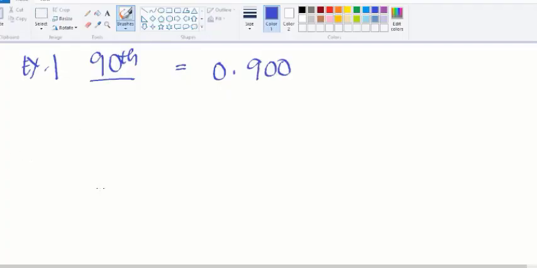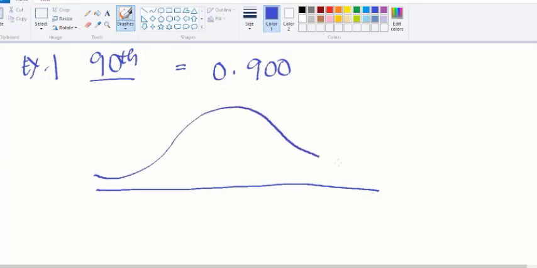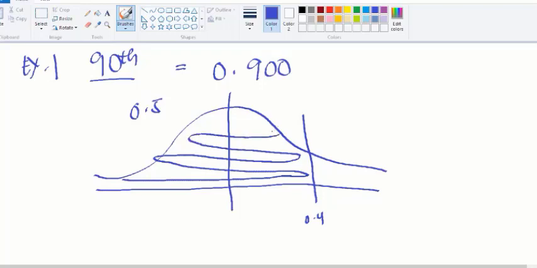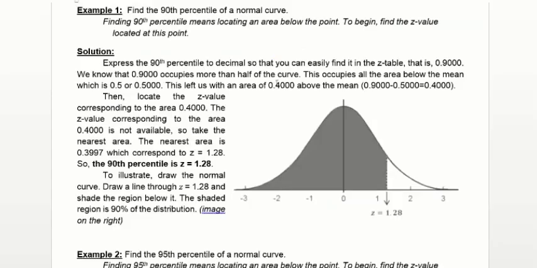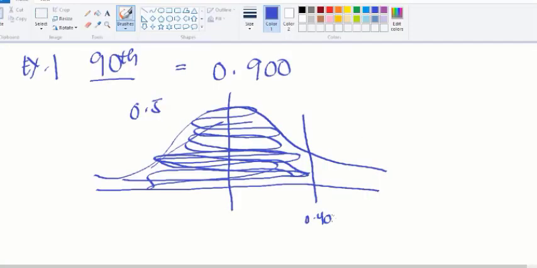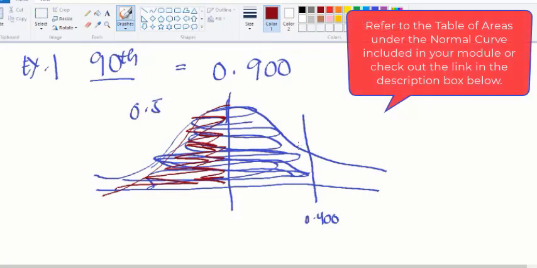Sorry, I was not able to represent it on a curve. We know that this half is 0.5, right? That means there is 0.4 left, because this whole thing is 0.900. So, that is what we are looking for, 0.400. Where did I get the 0.4? 0.9 minus 0.5, because this part is 0.5 and what remains is the 0.4. So, go back to your table and look for 0.400.